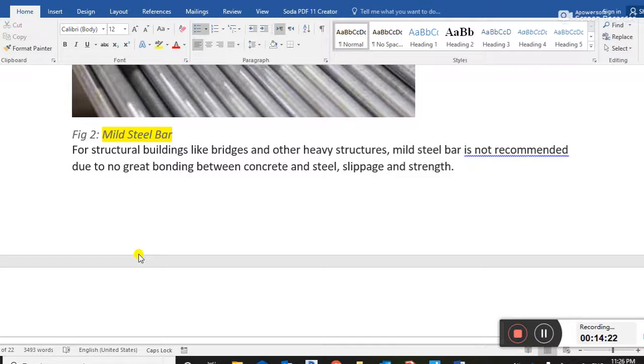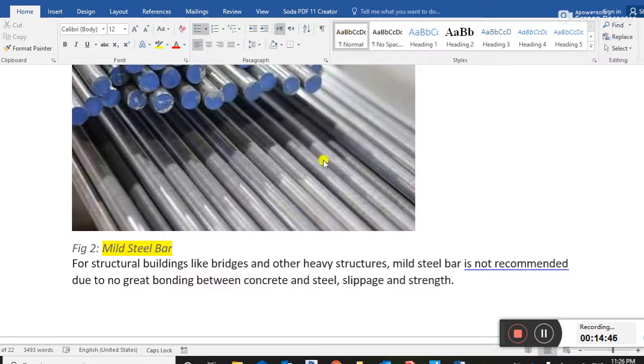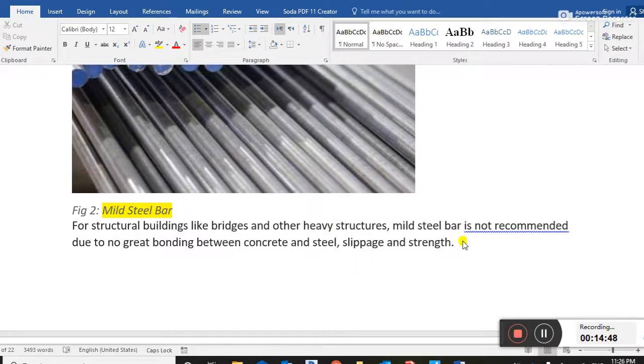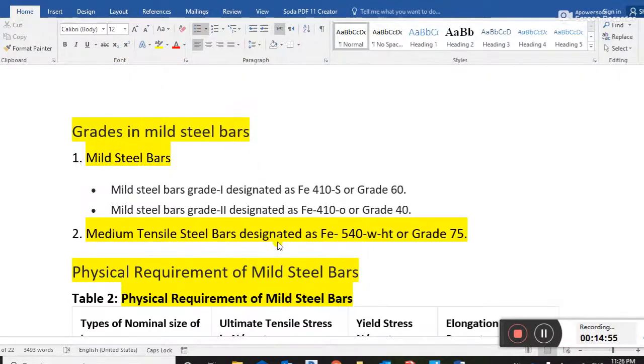Mild steel bar is not recommended for structural buildings like bridges and other heavy structures due to not-great bonding between the concrete and steel. Because it is plain in shape, it may cause slippage in concrete and a bonding problem with concrete. That's why it is not used.